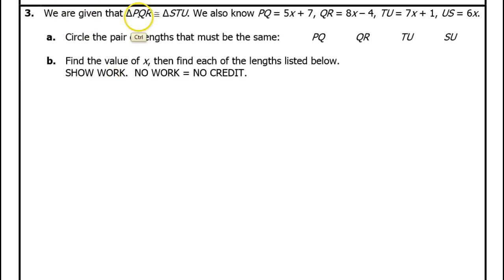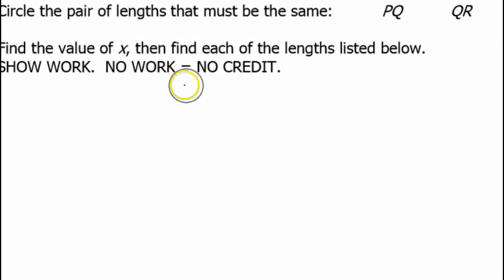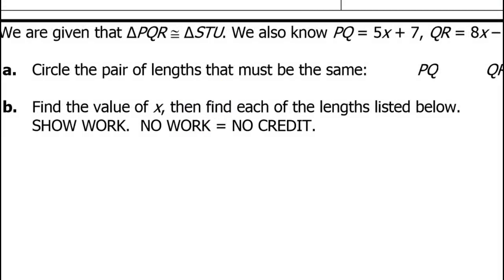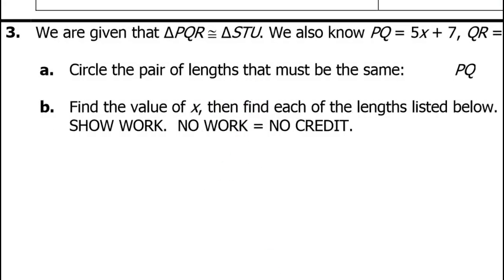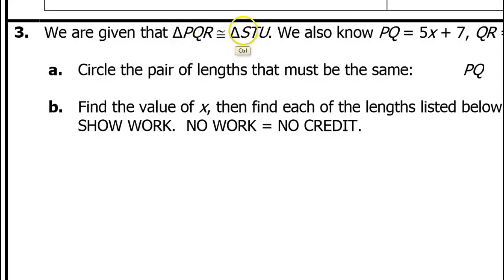We are given that triangle PQR is congruent to triangle STU. And they're giving us some expressions for PQ, QR, TU, and US. Circle the pair of lengths that must be the same. So just using the order of the letters. Using the order of the letters, we don't even have to draw a picture to know the segments that should be congruent. For example, PQ should be congruent to ST.